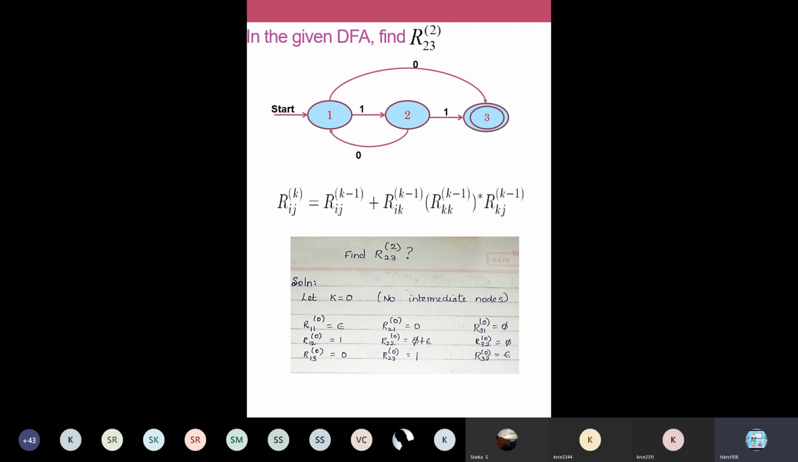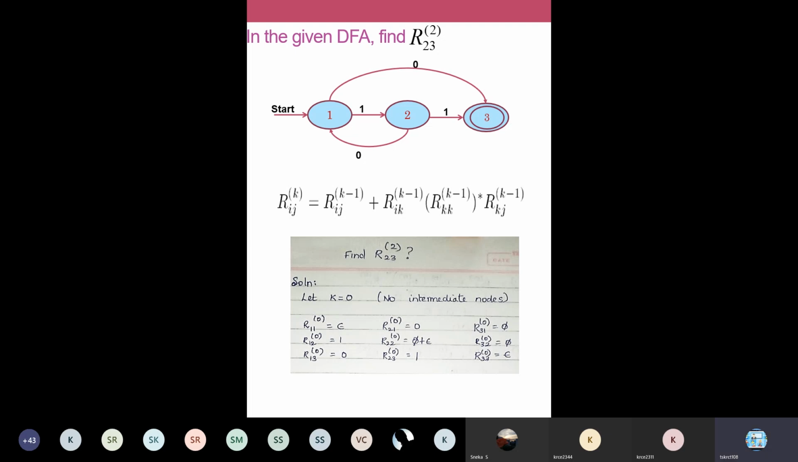Okay, I am taking this problem. You just take a new page and write this down. In the given DFA, find R23 of 2. So here I've taken a variation. You're asked to find out R23 of 2. Draw the diagram alone first. You have 3 states. I told you that in these problems, sometimes you'll be asked to construct the regular expression for the DFA, or sometimes you'll be asked to find a particular regular expression in the last level.